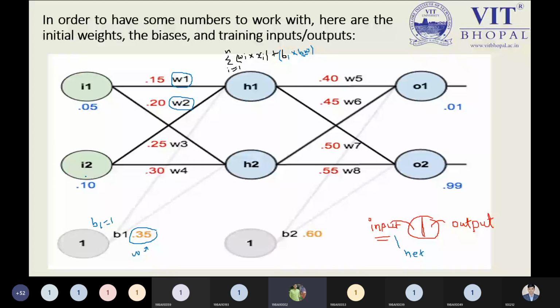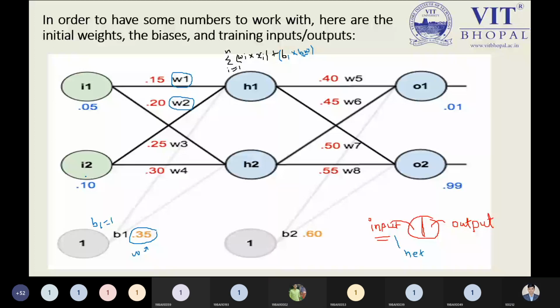Okay, sir. I've already spoken three times. So why are you asking again? I have already spoken three times. W1 is connected to the I1, and W2 is the weight of the I2. So that's why I'm marking the circle over here. That is the reason. Okay.